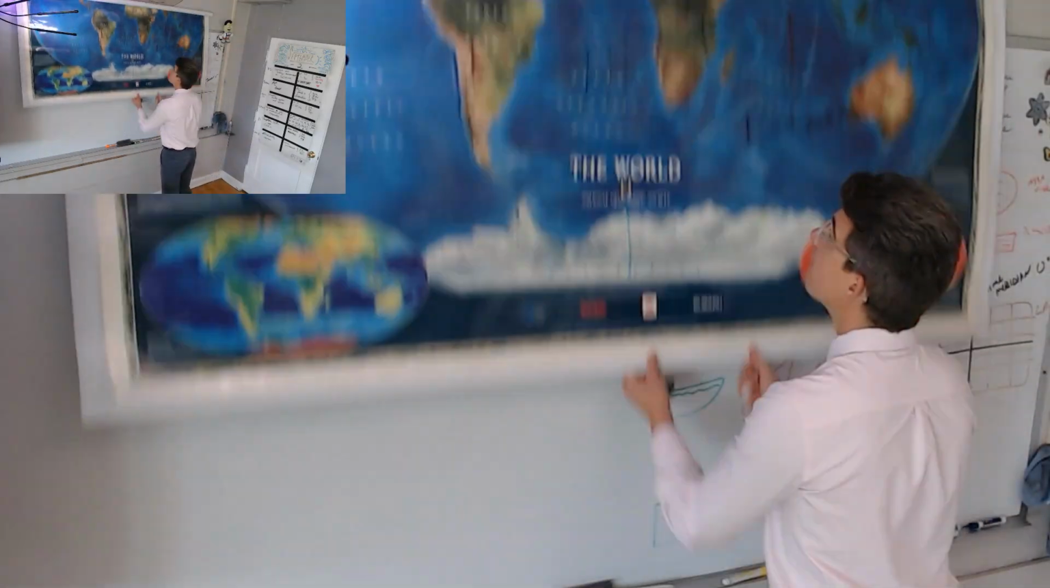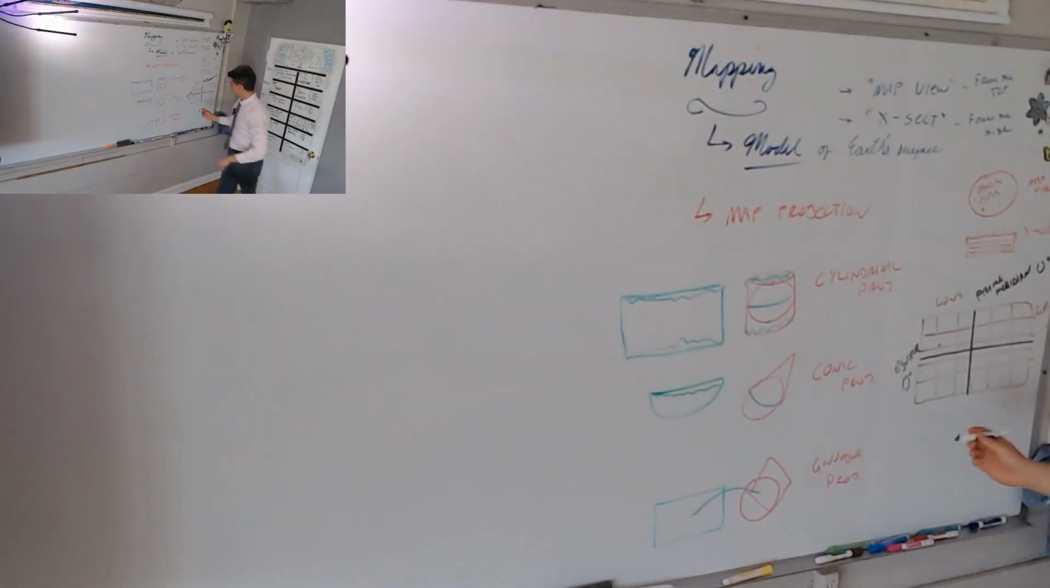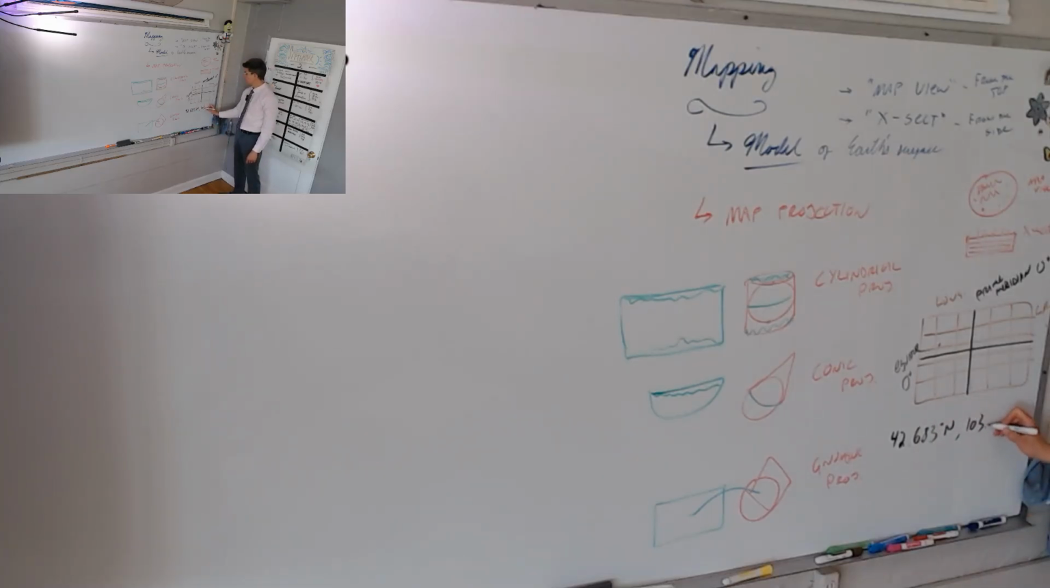Yes, would you please tell me the coordinates of Crawford? 42.68, oh, it's point. That's interesting. Go on, though. 42 point what? 6830 degrees north, and 103.4055 degrees west.